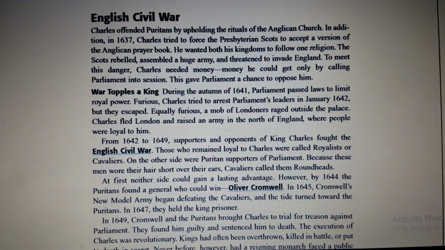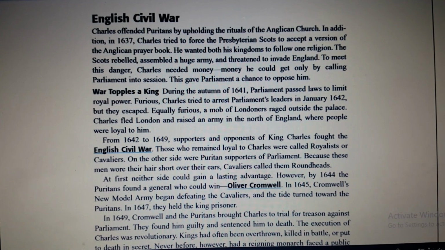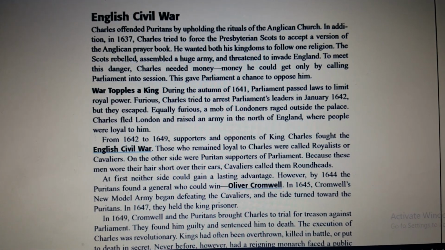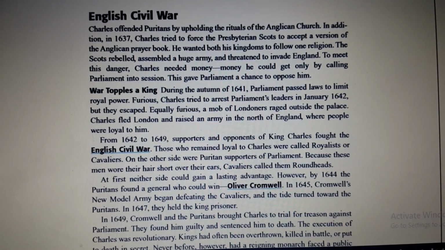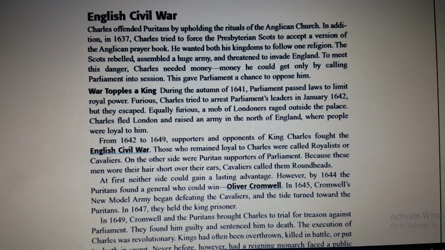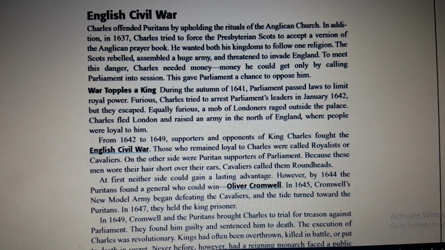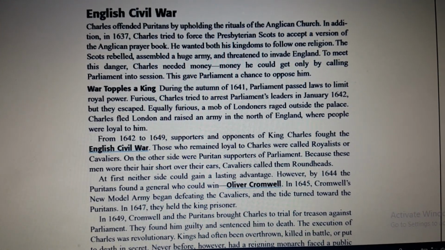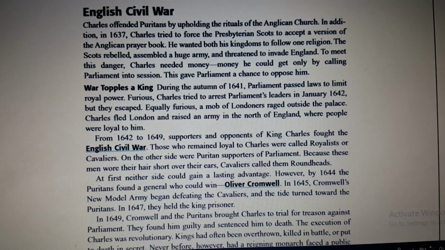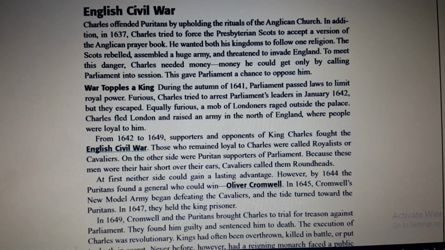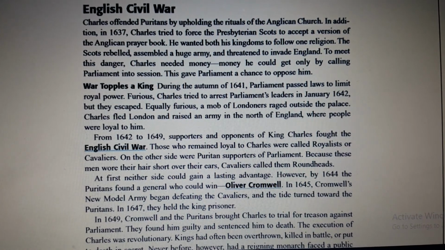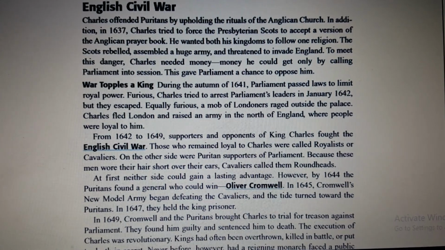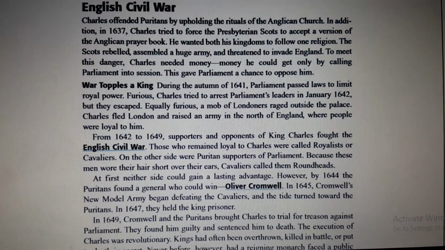Those who remained loyal to Charles were called Royalists or Cavaliers. On the other side were Puritan supporters of Parliament. Because these men wore their hair short over their ears, Cavaliers called them Roundheads. At first, neither side could gain a lasting advantage. However, by 1644, the Puritans found a general who could win, Oliver Cromwell. In 1645, Cromwell's New Model Army began defeating the Cavaliers, and the tide turned toward the Puritans.